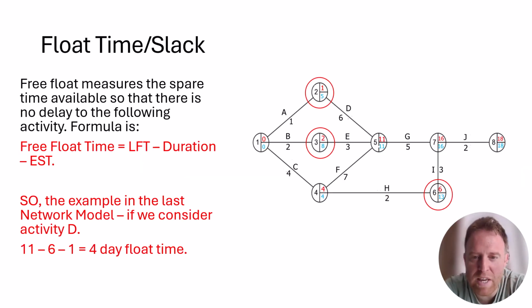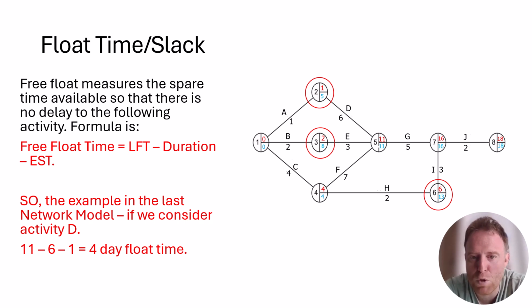So what we have is the float time or slack, where it has a formula, and this is on the formula sheet that you can download free public access from AQA, and it is the LFT minus the duration minus the EST. Now some students just say, well, why can't you just simply subtract the node difference? But sometimes you have different activities going into those nodes. So this is the official formula.